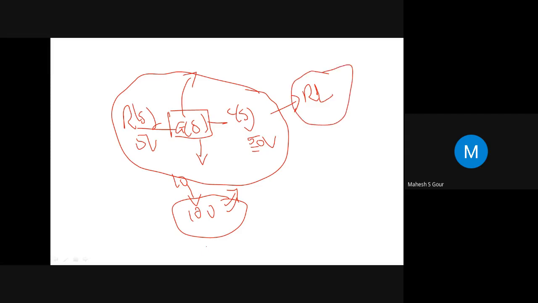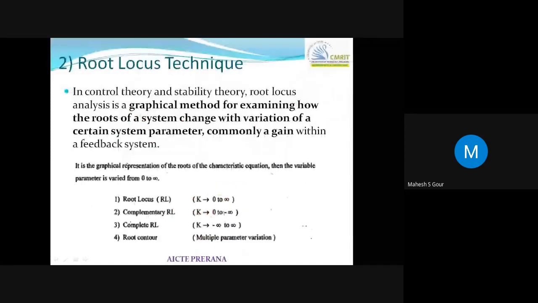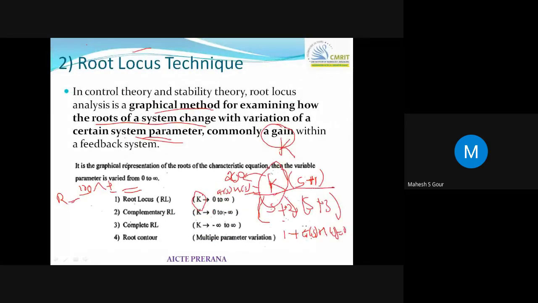Means what should be the maximum value of K so that the system will become stable. That is the K value, right? So how the path will go, how the roots will go, that is defined by the root locus. Okay, so this is the graphical representation. So you'll be learning one by one. Here we are varying K, that is gain, from 0 to infinity, and we are checking how the roots will vary.